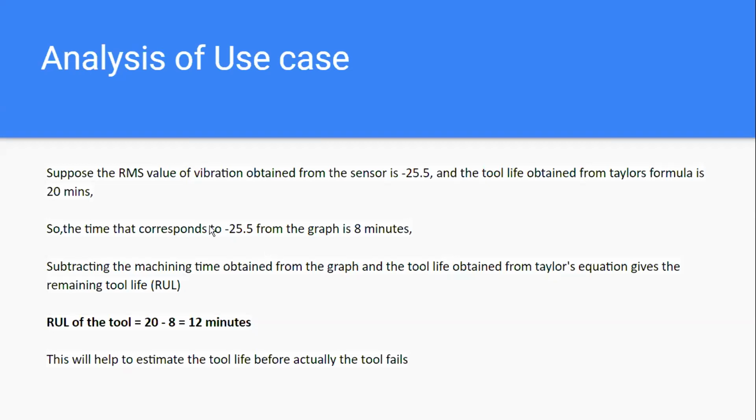So for minus 25.5, the time would be 8 minutes, and from Taylor's formula, if we get the time as 20 minutes, the remaining useful life would be 12. So we can use the tool for 12 more minutes. This is what I wanted to show here. And apart from the graph, we can also predict this 8 minutes using the same line equation, y equals mx plus c.